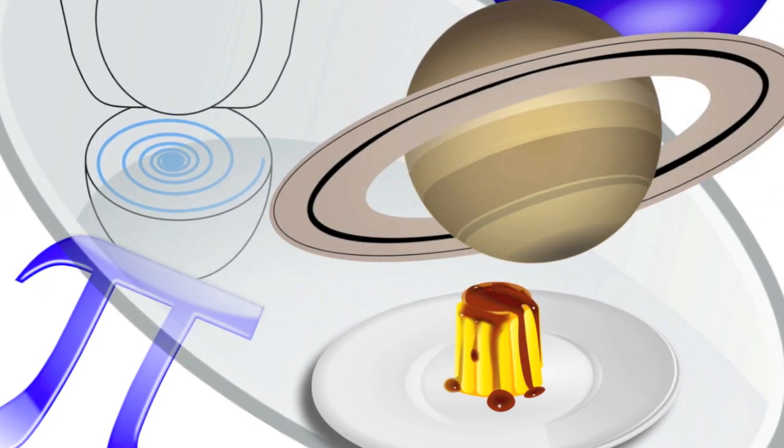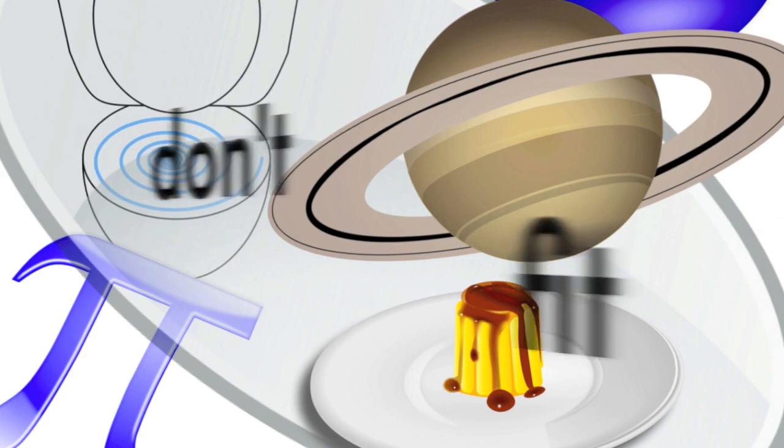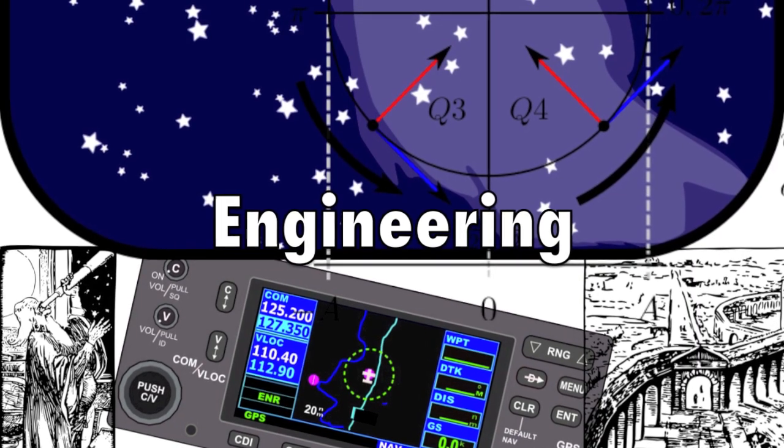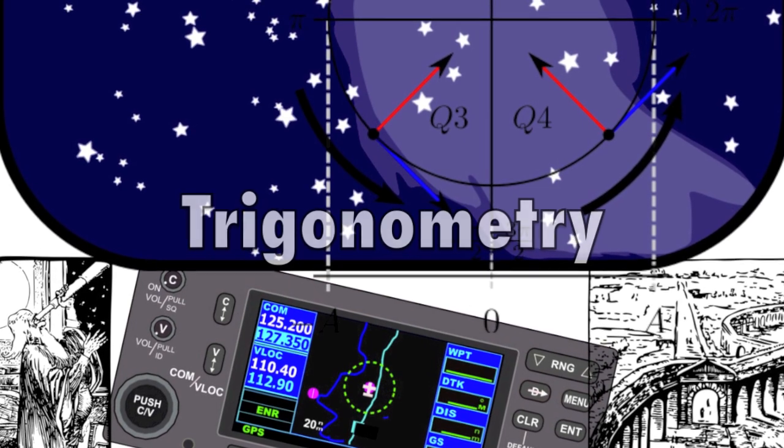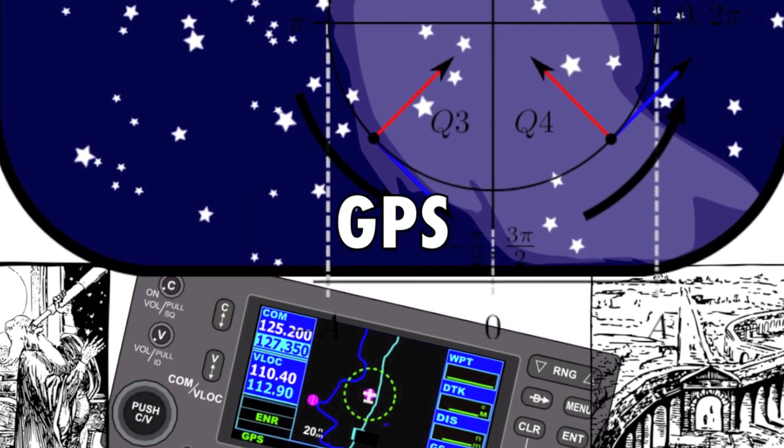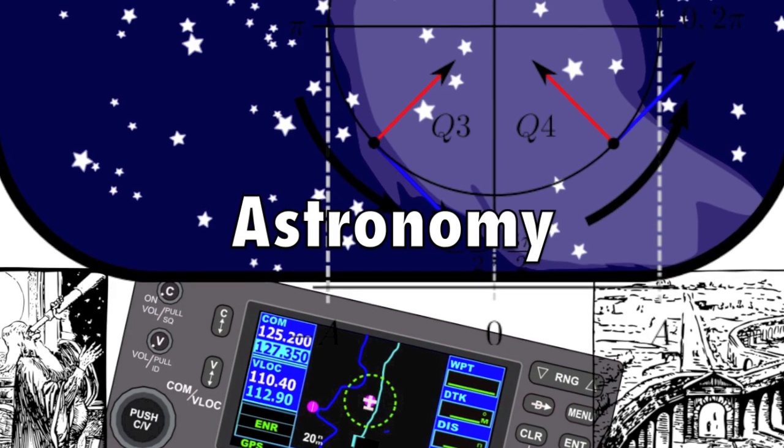Seven's not it. Rational numbers don't fit. Engineering, trigonometry, GPS and astronomy.